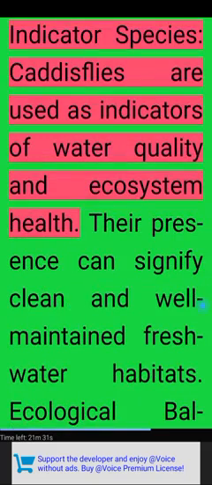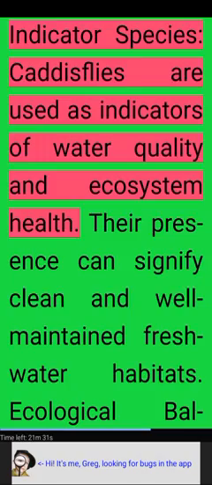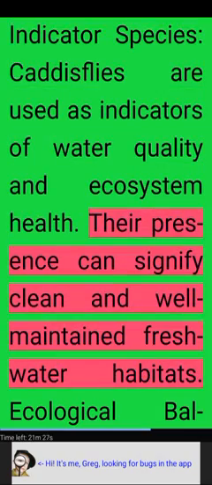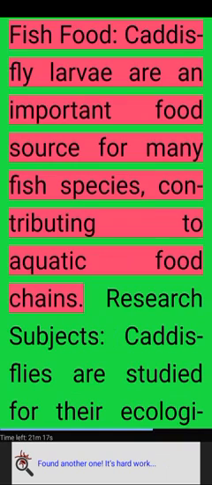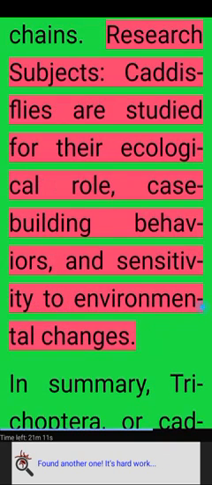Economic importance. Indicator species. Caddisflies are used as indicators of water quality and ecosystem health. Their presence can signify clean and well-maintained freshwater habitats. Ecological balance. Caddisfly larvae help control algae and organic matter in aquatic ecosystems by consuming detritus and plants. Fish food. Caddisfly larvae are an important food source for many fish species, contributing to aquatic food chains. Research subjects. Caddisflies are studied for their ecological role, case-building behaviors, and sensitivity to environmental changes.